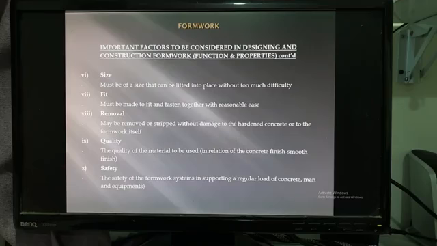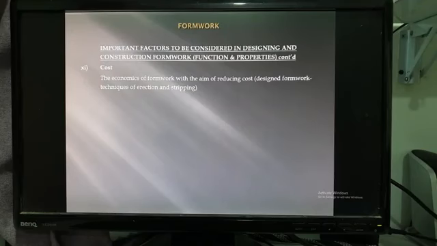And then the quality must be good, especially in the interior surface of the formwork. It must be as smooth as possible. And then safety: the formwork system must be able to handle the load of concrete, especially the wet concrete, people working on top of it, and all your equipment and machineries and their vibrations and all. And of course, the cost of formwork, depending on the type of project.